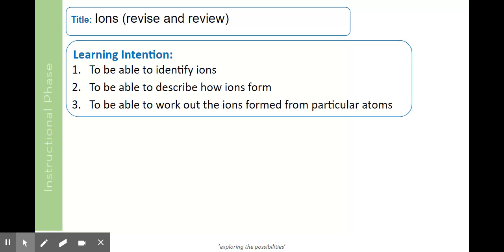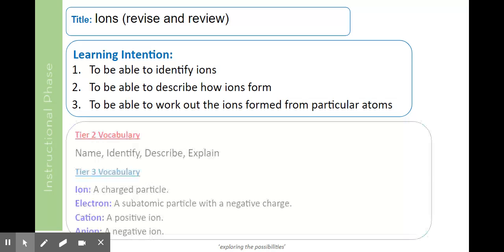So the learning intentions, there are 3 because, again, this topic is just a revision topic. We're just reviewing things that we've already learnt. You need to be able to identify ions. You need to be able to describe how they are formed, and you need to be able to work out what ions are formed from particular atoms.